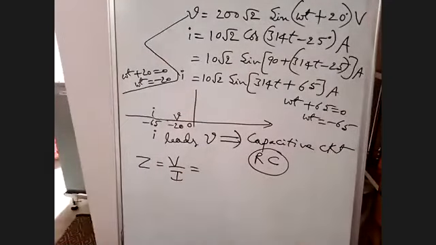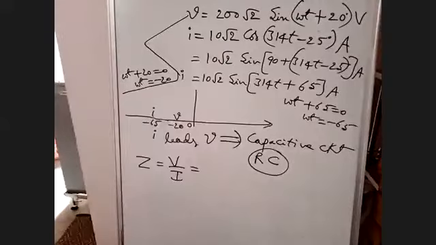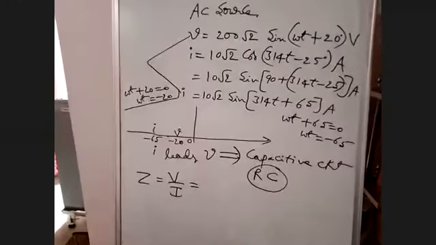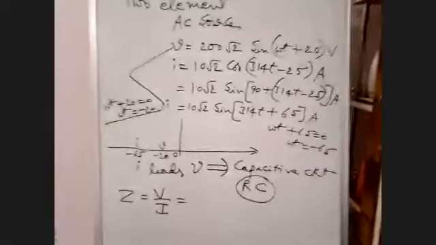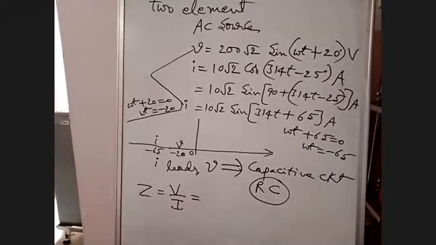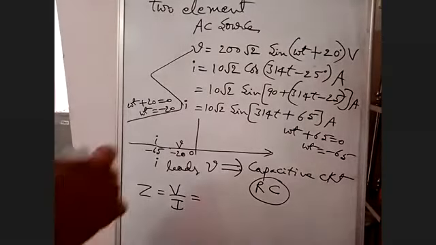Z is the total impedance. We know Z is equal to V by I. In DC, it is R is equal to V by I. But here in AC, Z is equal to V by I, total voltage. What are V and I? RMS or peak value? We have to take only RMS values.